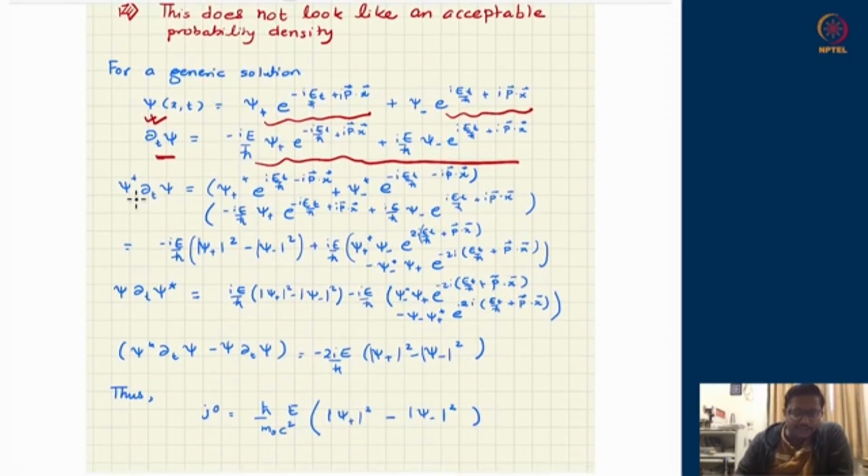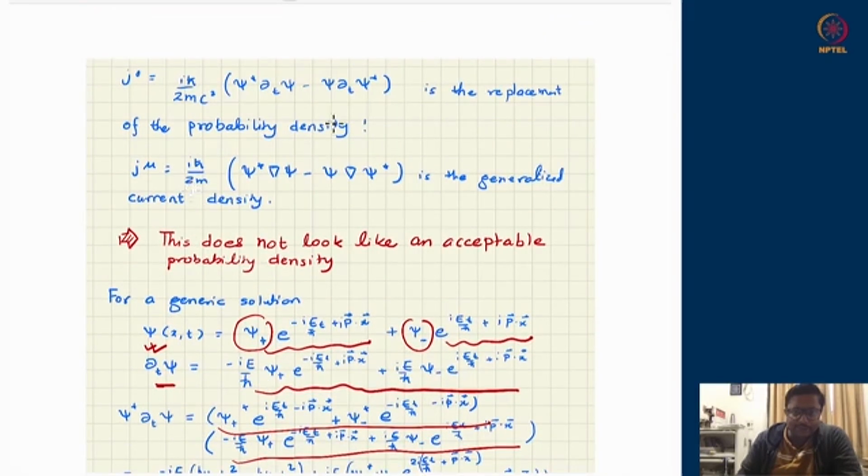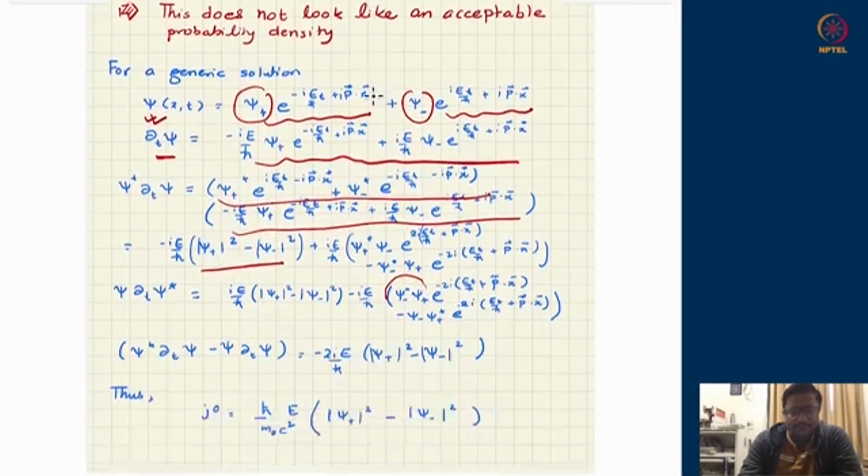Then I calculate ψ* ∂_t ψ. There is a bit of algebra. You have to take ψ*, which is the complex conjugate of ψ, and the derivative of ψ, which we have just evaluated, and make the product. Then you will get various terms. There will be |ψ_+|² and |ψ_-|², but then there will be cross terms, which will be like this. That is just simple plain algebra you have to verify. And then, in order to get the probability density, you have to take the complex conjugate of that, subtract those things out, and multiply with iota times something. So that's what let us do.